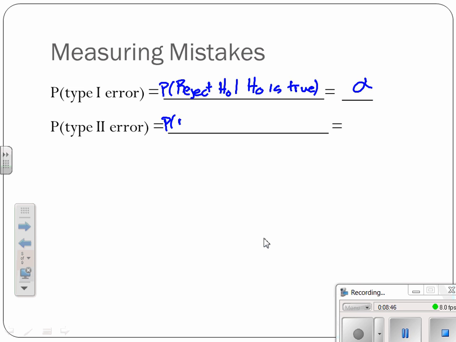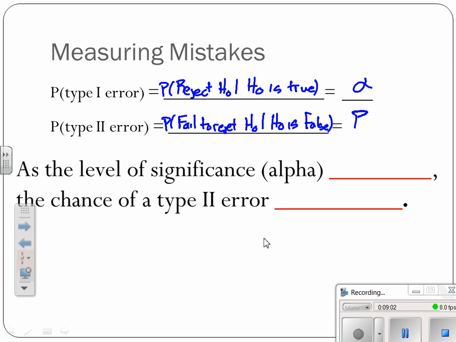The probability that we make a type 2 error, so the probability we fail to reject H0, given that H0 is false, that's what's called your beta level. So these two things do sort of relate to each other. There's not like a magic value that they add up to or anything like that.